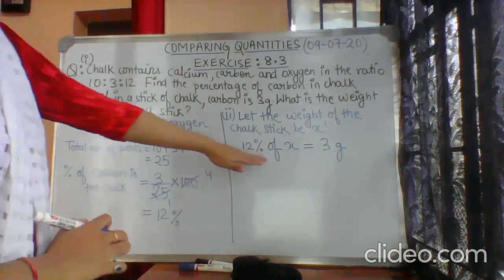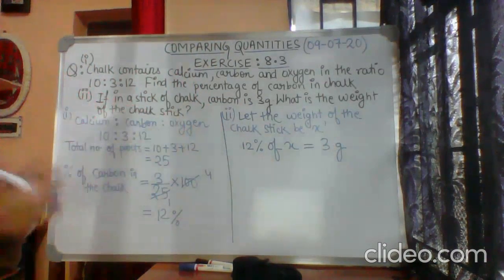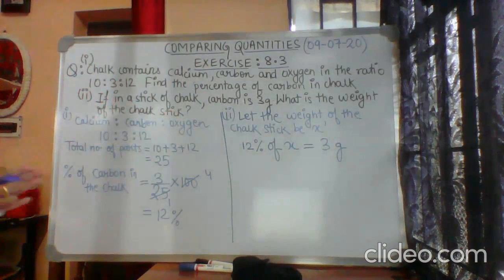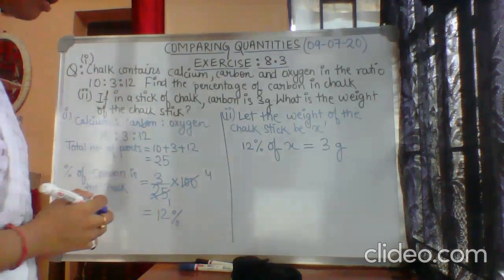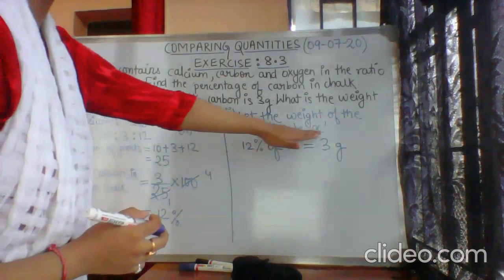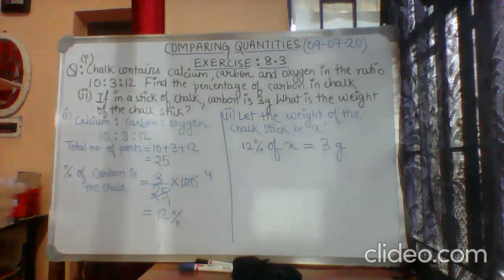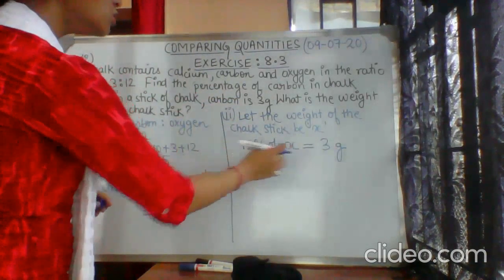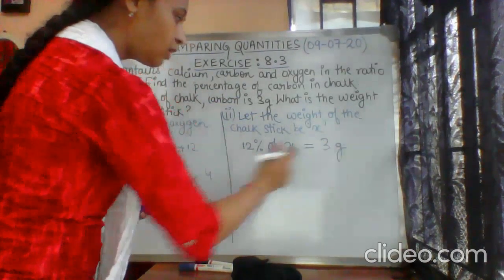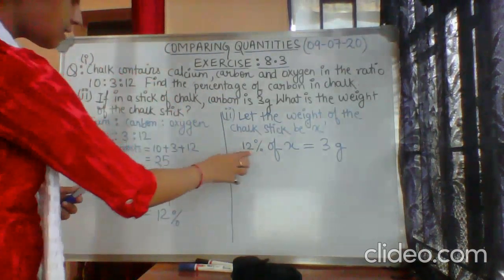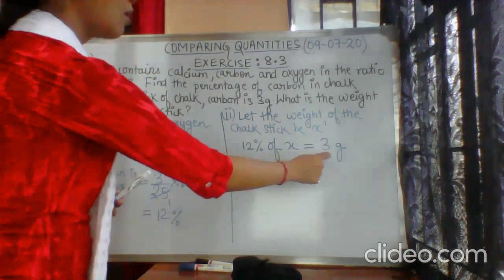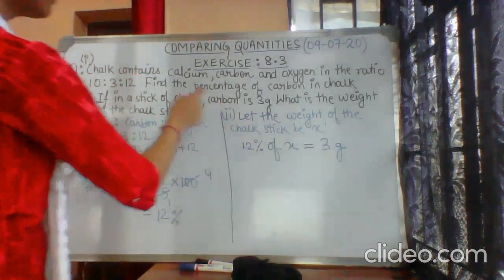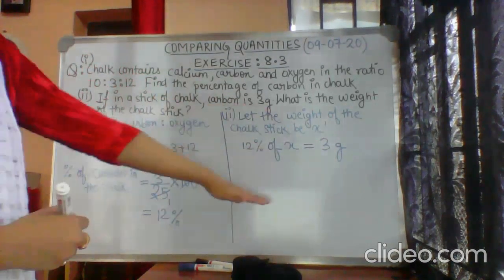Okay, we have to use all the concepts here. First, we know the percentage of carbon in the chalk, and we let the whole weight of the chalk be x. So 12% of the whole chalk is the amount of the carbon only. 12% is the percentage of carbon. So 12% of x will be the amount of carbon only, and that amount is already given in the question. Now can you solve this one?